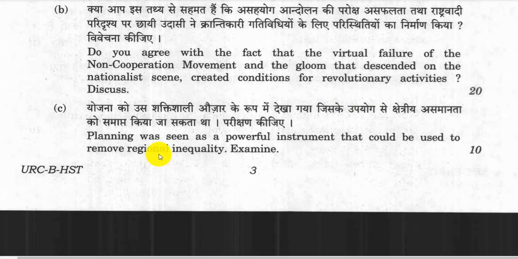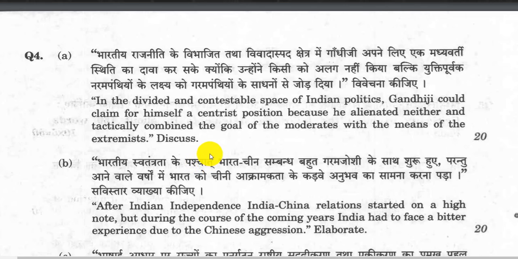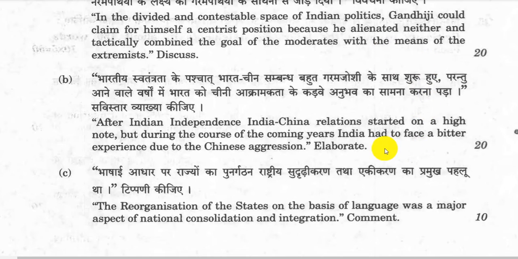Planning was seen as a powerful instrument that could be used to remove regional inequality. Explain. In the divide and constable space of Indian politics, Gandhiji could claim for himself a central position because he alienated neither and tactically combined the goals of the moderates with the means of the extremists. Discuss.